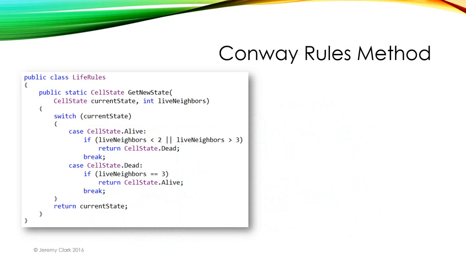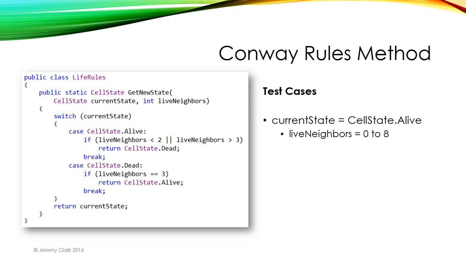And here's the code that we ended up with that implements those rules. And we created this method by using TDD. So we started out with our test scenarios, and we have good test coverage at this point. We have 2 parameters, the current state and the number of live neighbors. So we have tested that if we pass in a live cell, what happens if the number of neighbors is anywhere between 0 and 8? We've also done the same thing with a dead cell, testing the number of live neighbors between 0 and 8. And this gives us good coverage of all of our scenarios. Or at least we think it does.